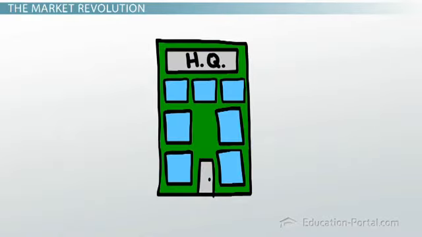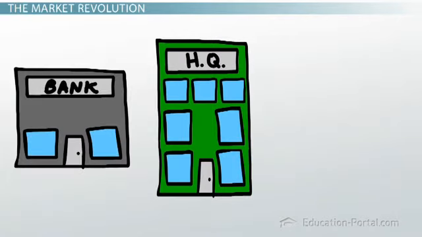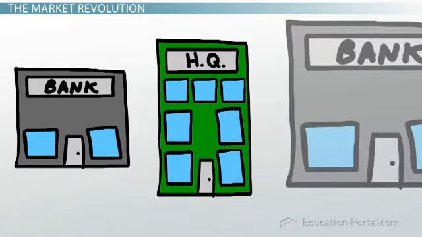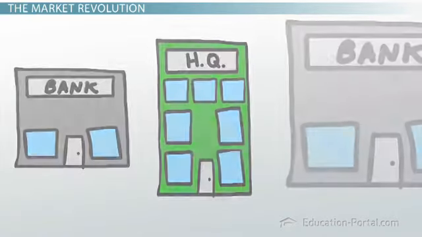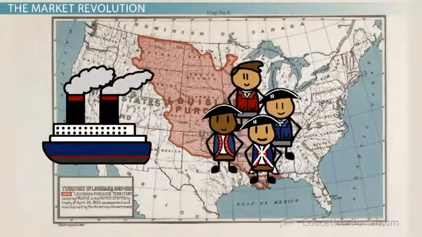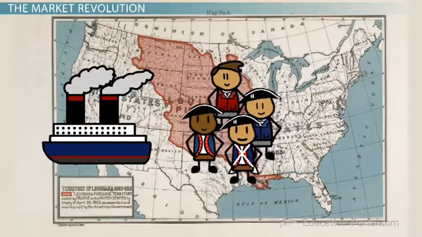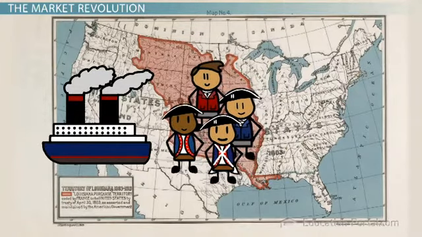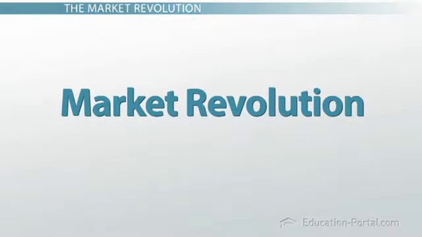Corporations were protected. State and local banks were well established, and the national bank was under development. The South was seeking a new cash crop, and Americans were headed west with the help of water transportation. Everything was in place, just ready for a few inventions to spark the market revolution.